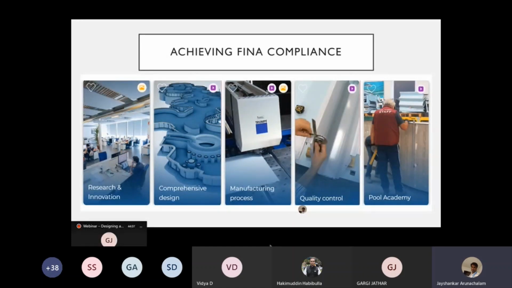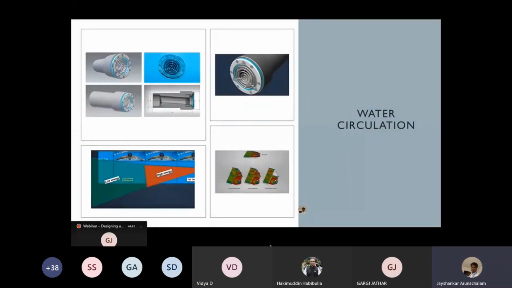In addition, our installers are given regular periodic training at a pool academy, which ensures a very high-end finished output that meets all the compliances laid down by FINA, like dimensional tolerances and water circulation. So right from innovation, comprehensive design, the manufacturing process, and quality control, all of these help us deliver a FINA-compliant pool every time. By saying so, I am also touching on the subject of water circulation.